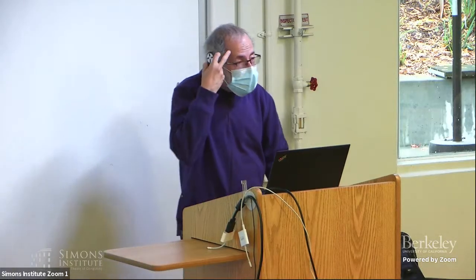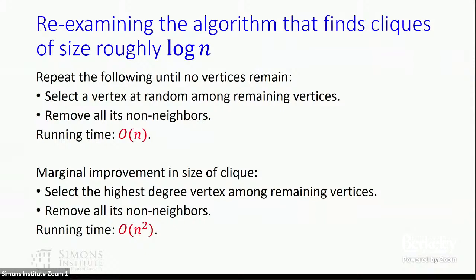Okay, so let's re-examine the algorithm that finds cliques of size roughly log n and see if we really understand it and understand its limitations. So here's the simple algorithm. You pick a vertex at random, put it in your clique, remove all its non-neighbors, and repeat. This is the algorithm that I described. Roughly in each step, the size of the graph decreases by a factor of 2, so you find a clique of size log n.